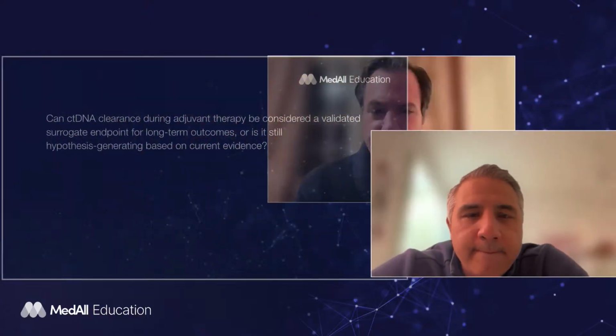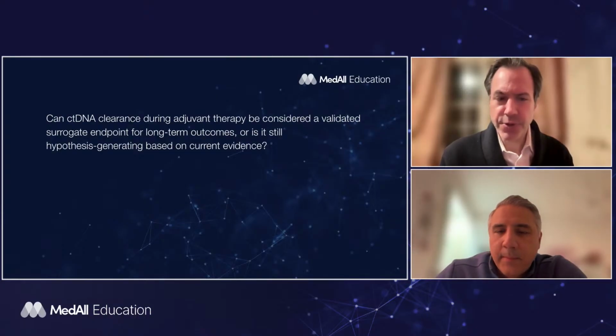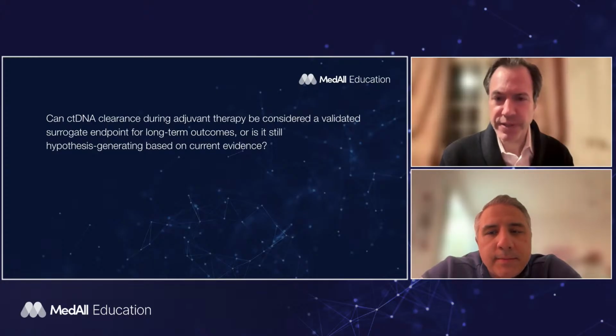Can ctDNA clearance during adjuvant therapy be considered a validated surrogate endpoint for long-term outcomes, or is it still hypothesis generating based on current evidence? So I think that we certainly want to qualify the term surrogate endpoint. I think it's an intermediate endpoint, based on several analyses where clearance of ctDNA correlates with better time to event outcomes, including in the IMvigor010 study and the IMvigor011 study. So if you're on treatment, your ctDNA converts from detectable to undetectable, that's associated with a better long-term outcome.